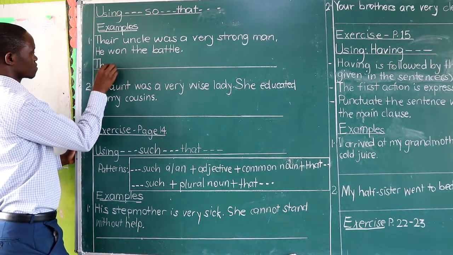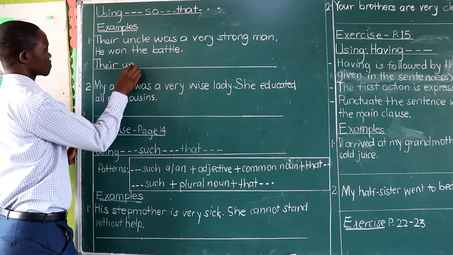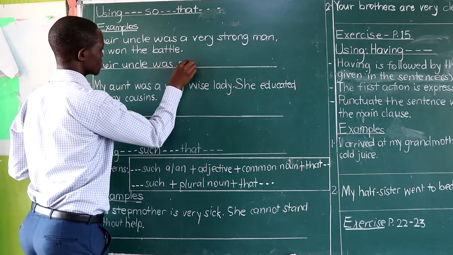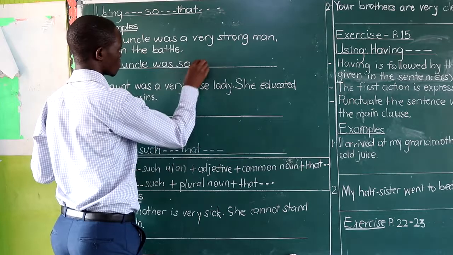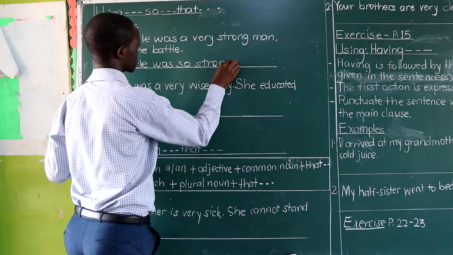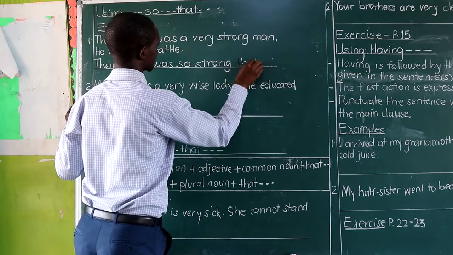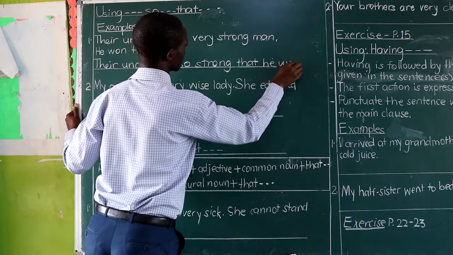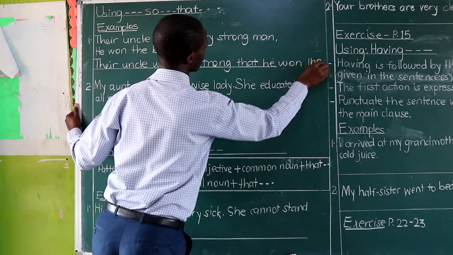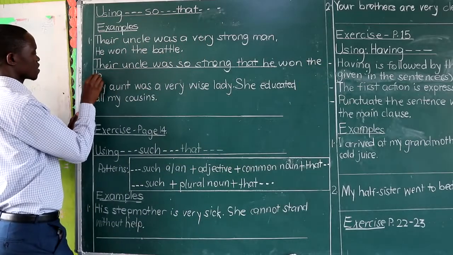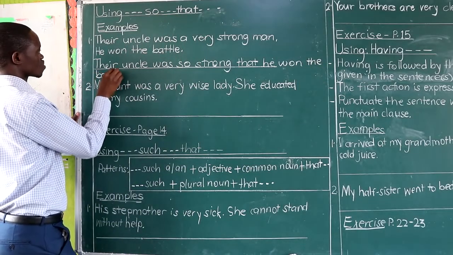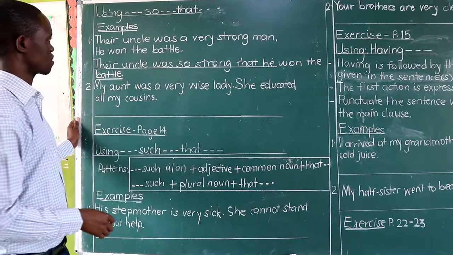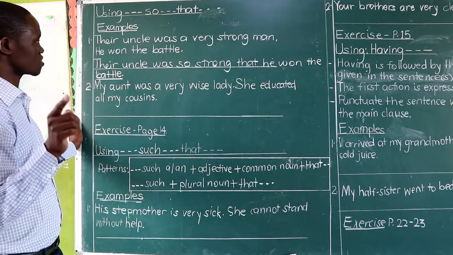Their uncle was so strong that he won the battle. So our answer is: their uncle was so strong that he won the battle. Just like that. Check, there are some words we have omitted.